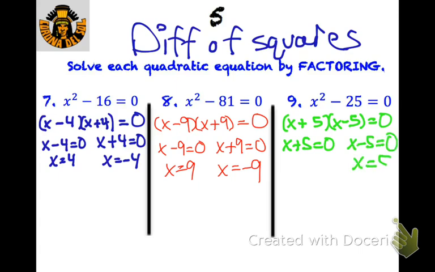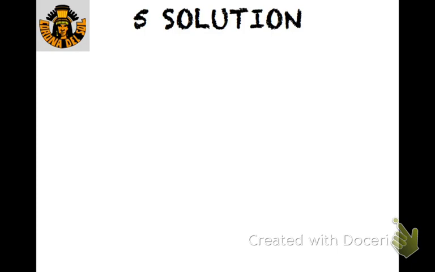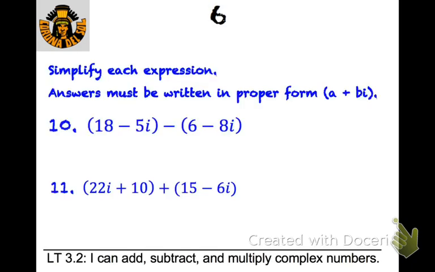So we get x equals 5 and x equals negative 5. All right, so let's see. Next one, we get into the complex numbers. So we're doing a little adding here. The sign in the middle tells us that we're definitely not multiplying, we're just adding. So 18 minus 6, so that's 12. And then negative 5i minus 8i is actually negative 5 plus 8i, so that means that would be plus 3i.